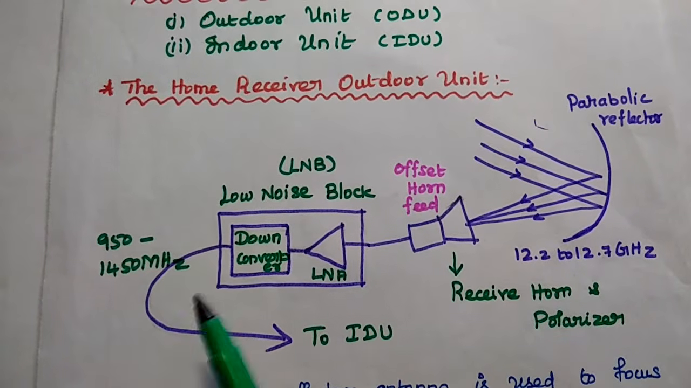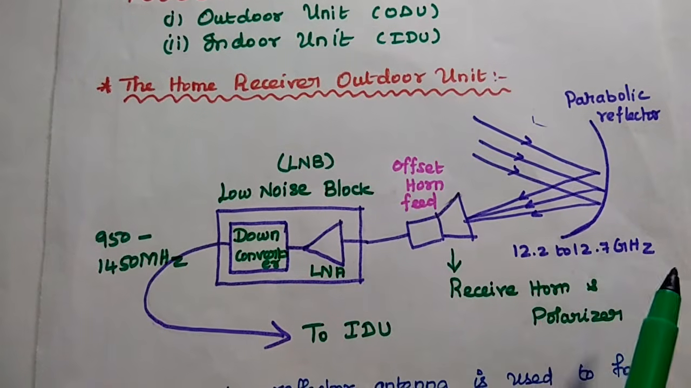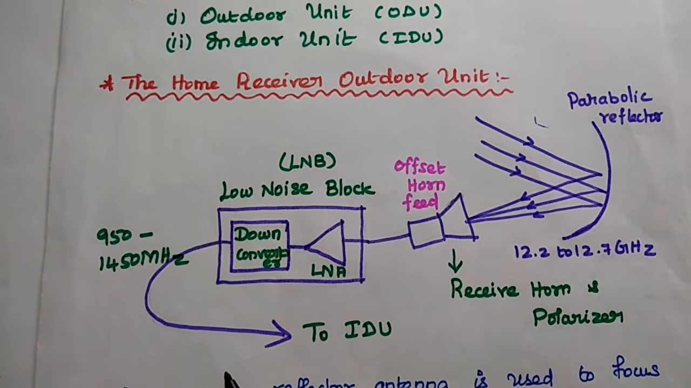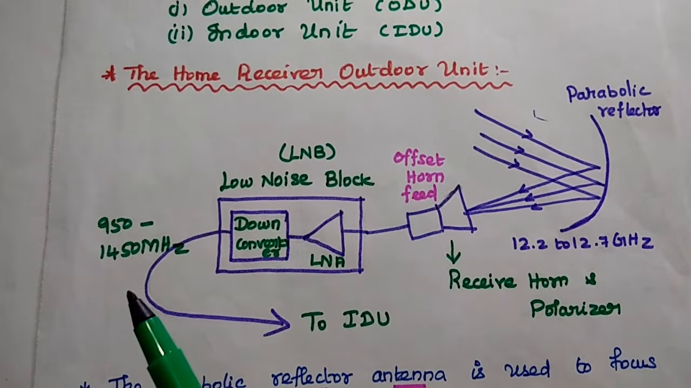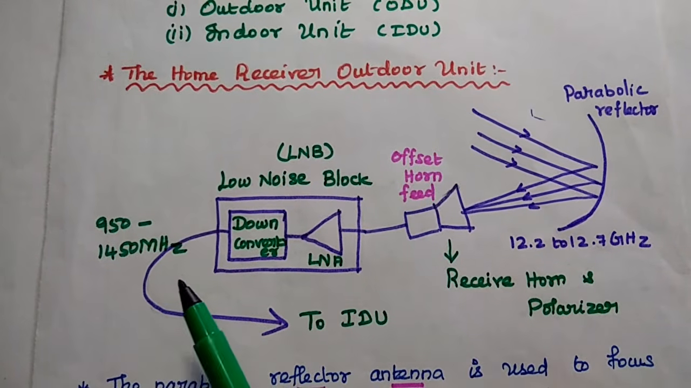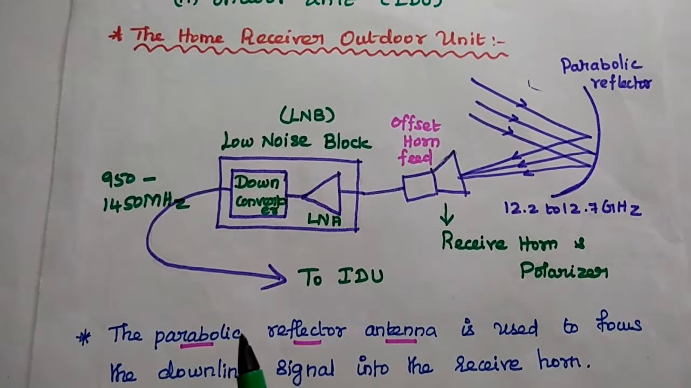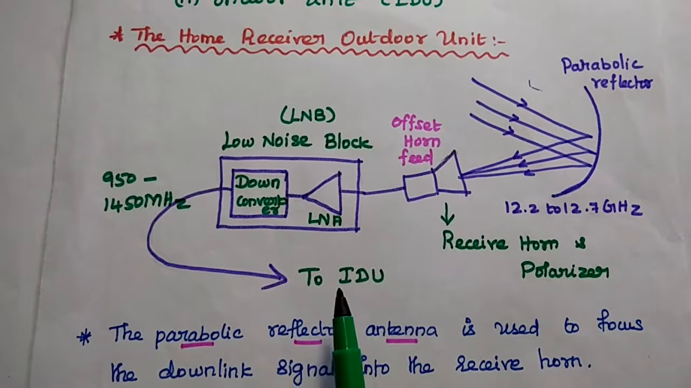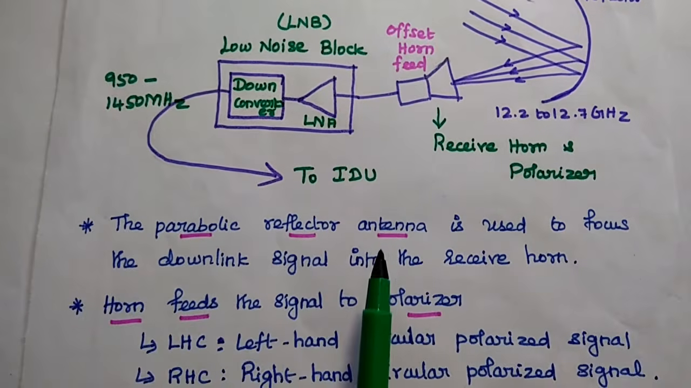Do you all understand this one? Actually we are receiving the signal in 12.2 to 12.7 GHz, but the indoor unit can support only the range of 950 to 1450 MHz. So this down conversion is very important. This down converted signal is given to the indoor unit as input. Do you all understand this concept?